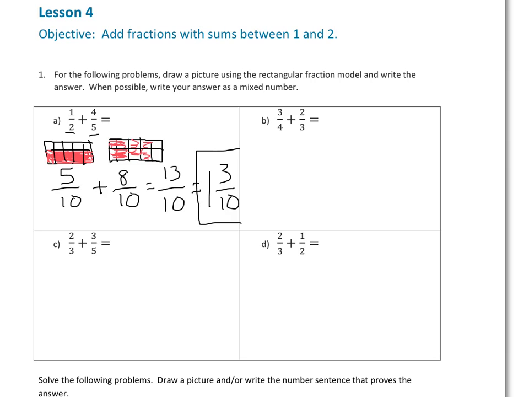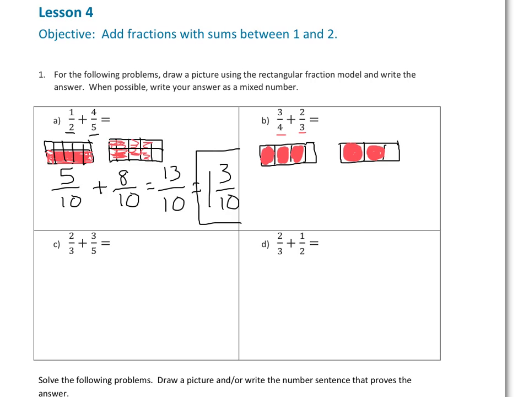1b says 3/4 plus 2/3. I'm going to draw a rectangular fraction model for each fraction right now. We have the rectangular fraction models drawn, but now we need to find a common denominator. Once again, you can multiply the two denominators in this problem, 4 and 3. 3 times 4 is 12. So now what we have to do is split each of these into 12 pieces.